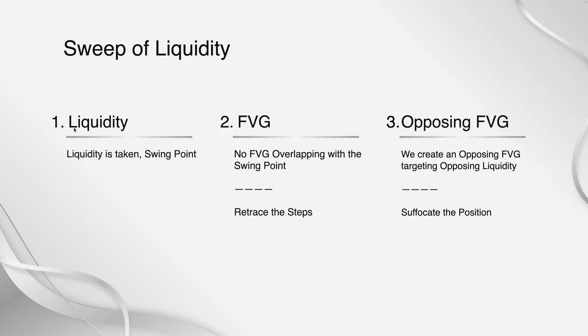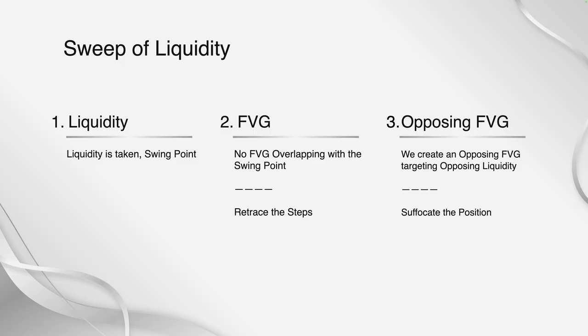So the first step right there is liquidity. Liquidity is again taking a swing point. Then number 2 is an FVG again. So no FVG overlapping with the swing point. And I wrote down right there, retrace the steps. So whenever we run liquidity or we sweep liquidity, we can retrace the steps towards what actually happened. So we can get the earliest sign that there might be a sweep or that we might run the liquidity. And those early signs is again retracing the steps.